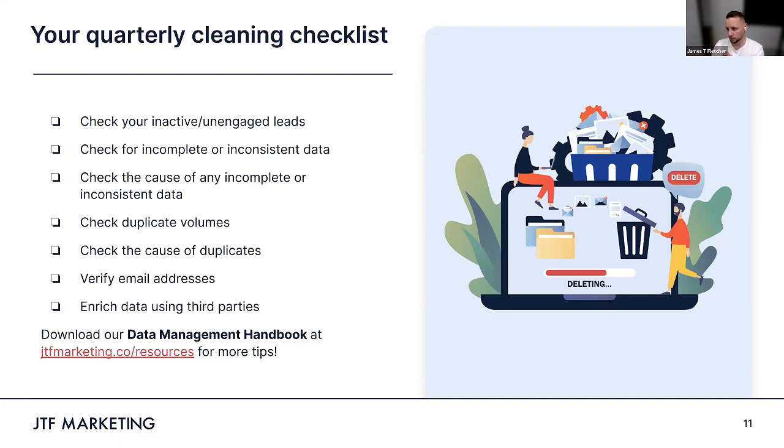Or you might use enrichment tools. Again, something like Clearbit. You might use something like Apollo, ZoomInfo, whatever the tool might be, using the webhook from Marketo, say, hey, I've got this person's email address, go find out more about them, go bring that data back and enrich my data set.